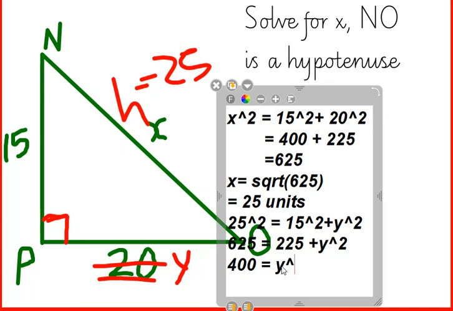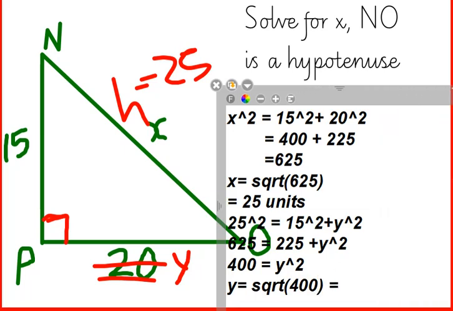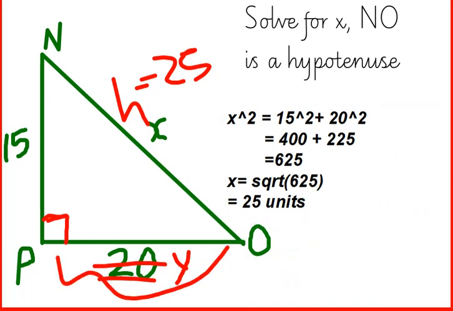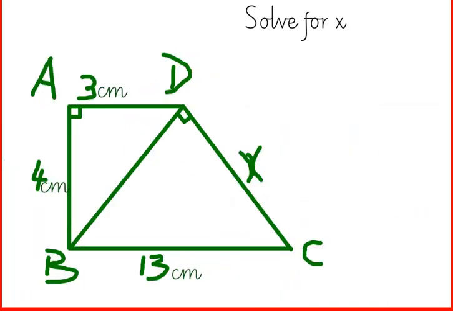But we don't want y squared, we want y. So how do we get y? We square root the 400. So it's going to be the square root of 400, and that is, if you use a calculator, you get 20. So let's move on to the next question.